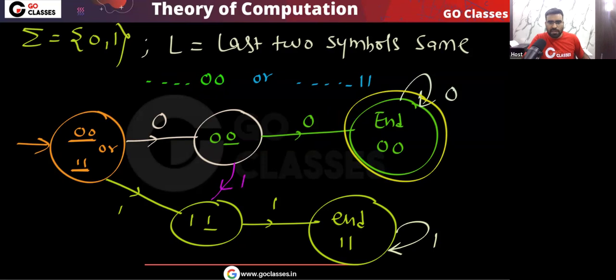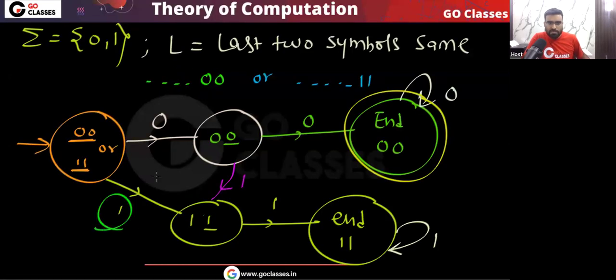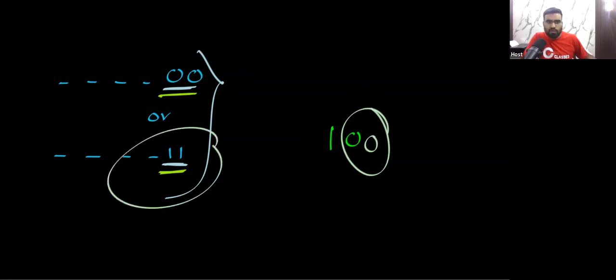Correct? Similarly, you tell me, in this state, if 0 comes, then what will I do? See, in this state, you have already seen 1. After this one, if 0 comes, no problem. I will go for this. Remember, either I have to go for this or I have to go for this.